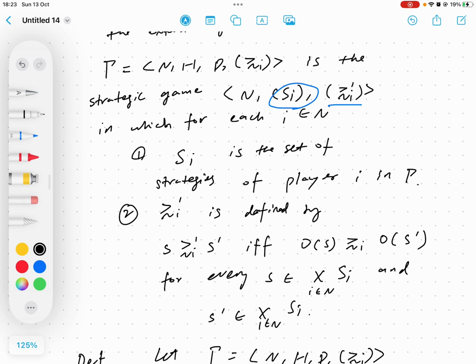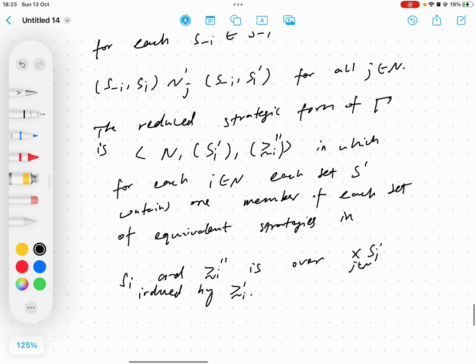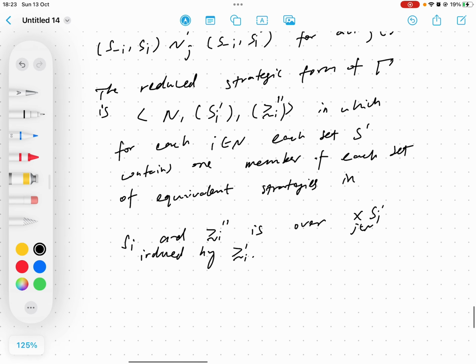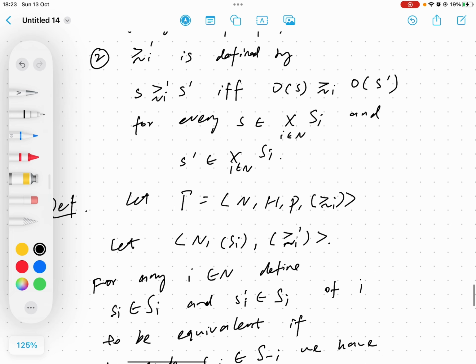All right, so in the next episode, we'll have some examples for those definitions, and later we'll also introduce the new solution concept called subgame perfect equilibrium.